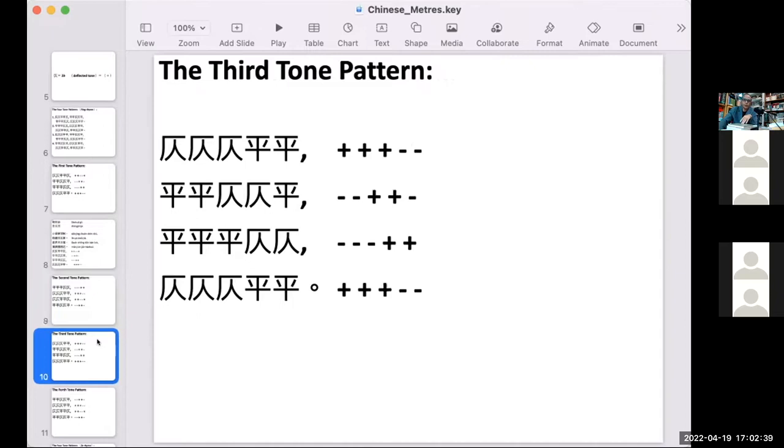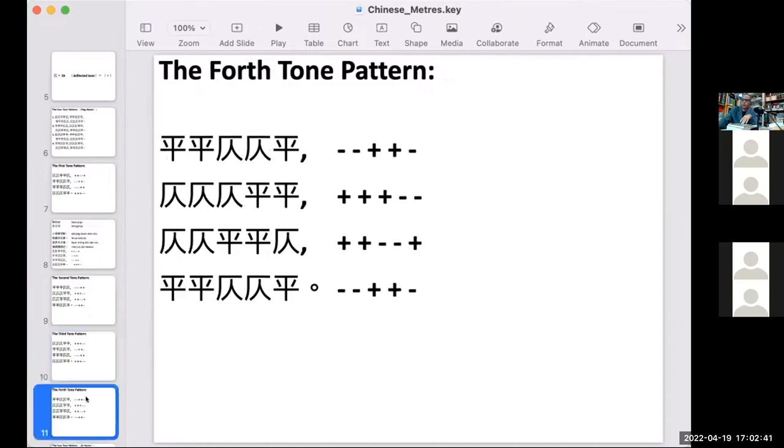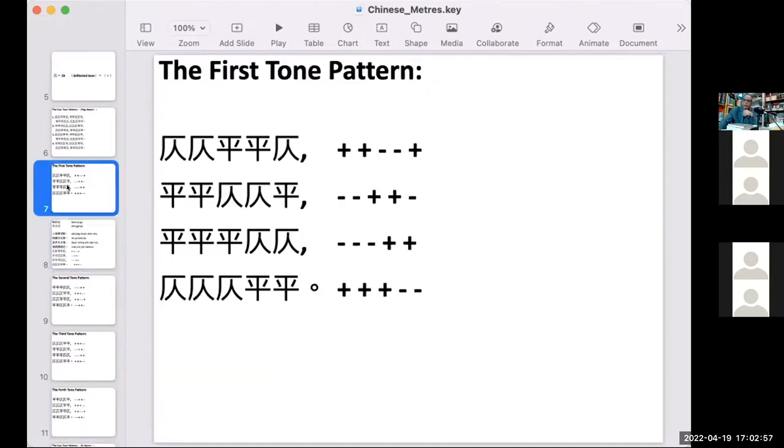This is the third tone pattern, the fourth tone pattern. Remember, all of them end with ping rhyme. Of course, the third line doesn't have to be rhymed, okay? And even the second line doesn't have to be rhymed. If we look at, for example, here, this is the first pattern. Only the second and the fourth are rhymed.